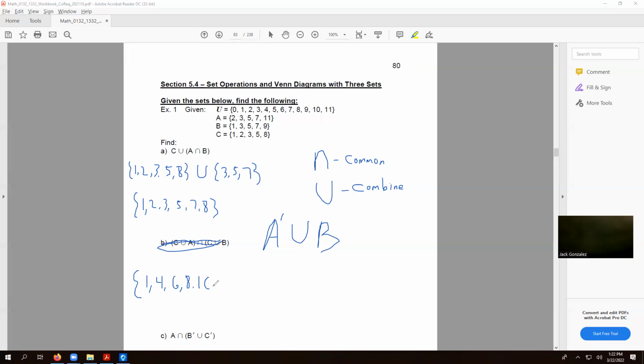Not A is everything outside of A, because U is everything total. So we've got to put everything there, right? So would it be 9 also? Yeah. So now union that with B. 1, 3, 5, 7, 9.